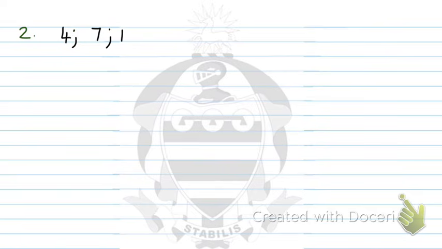The second example is 4, 7, 10, 13. First, I determine the constant difference. To get from 4 to 7, I add 3. So I add 3 all the time. The constant difference will be 3.